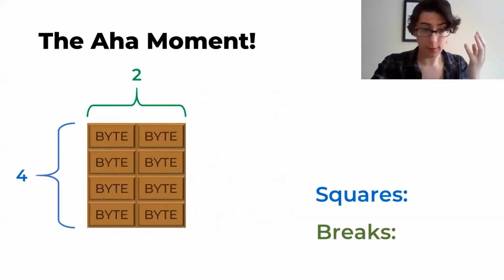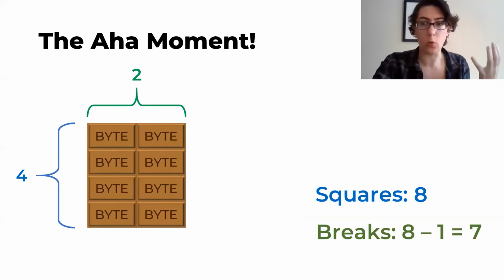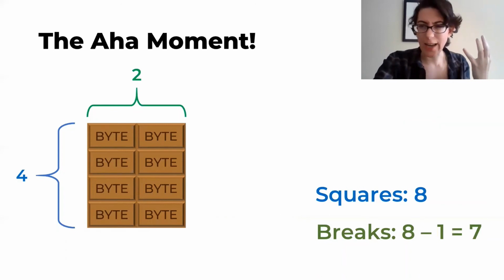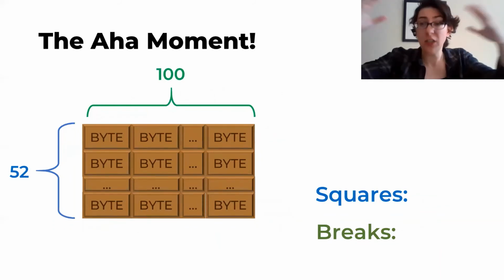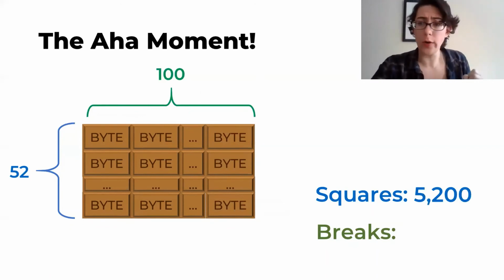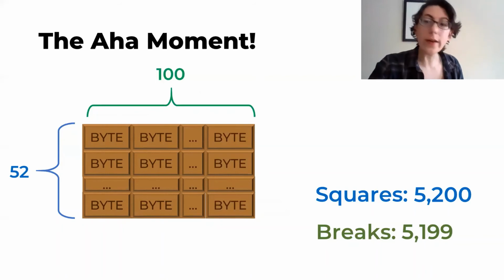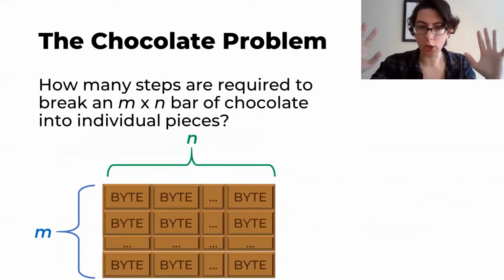So let's say you have this 4 by 2 bar of chocolate. So there are 8 squares. So the number of breaks is 8 minus 1, or 7 breaks. Now let's make this gigantic. Let's say you have a 52 by 100 square bar of chocolate. That means there are 5,200 squares, and in order to break it into its individual components, you need to do 5,199 breaks.